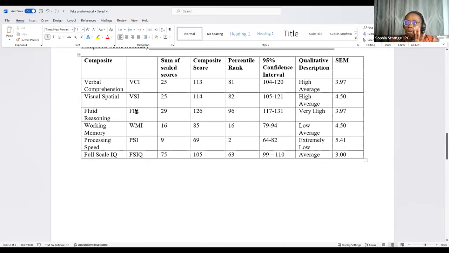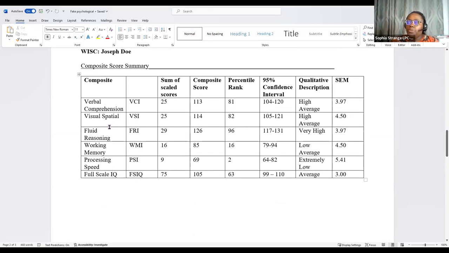So for reference points, when you're reading through what I call the gobbledygook that comes before the numbers, instead of them writing verbal comprehension, visual spatial, they'll say the VCI, the VSI, the FRI, the WMI. When you see all of that, this is your key. It tells you what those things mean and what was being looked at and where the deficits are.